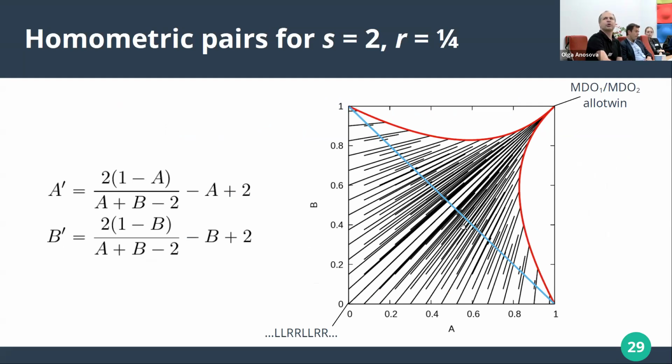And this is the single neighbor model. And you see, the closer to the single neighbor model, the less homometric you are. And on the single neighbor model, you're not homometric. And the farther you get from this central line, the more different the homometric structures are, precisely these. So the MDO1 and MDO2 allo twin, the left, left, right, right, left, left, right, right, give the same diffraction pattern under the condition that the coherence length of your light is larger than the domain state pattern.